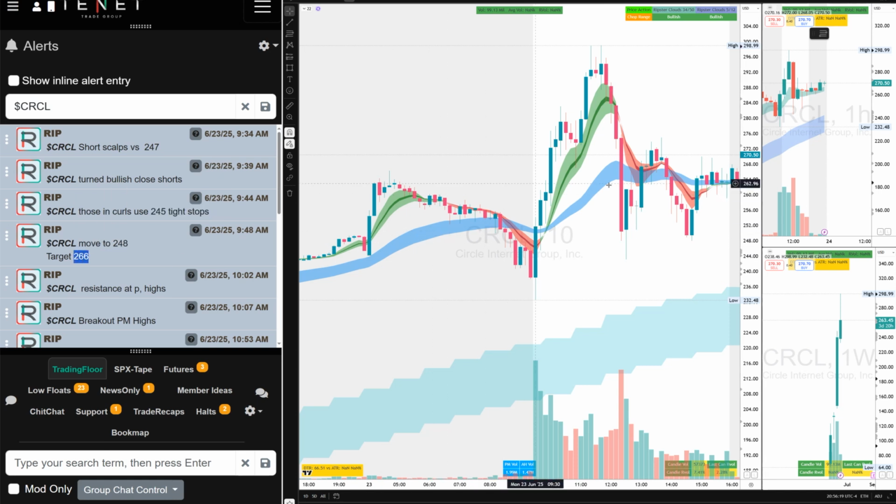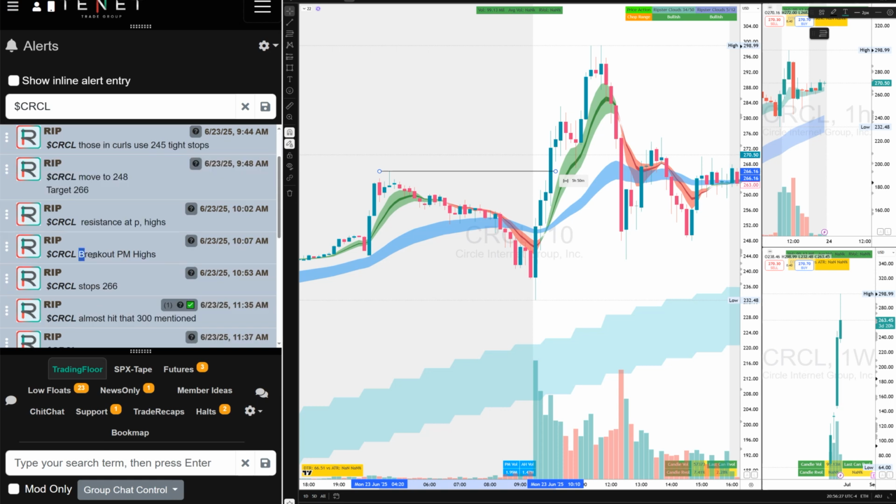The target I gave was 266. Where did that target come from? That target came from pre-market highs around this area. And then there's a resistance. As soon as it broke out, I told the traders, a breakout of the pre-market highs. Now you see, this was a resistance. Now it becomes our support. Now that becomes our risk level. So 266 becomes a risk level.